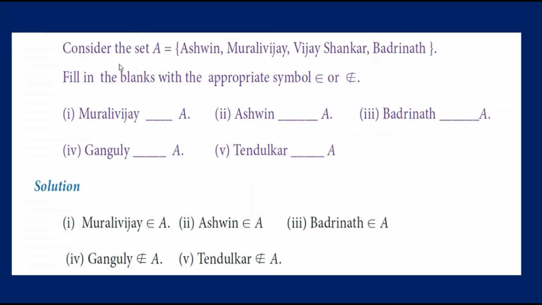Another example: consider the set A = {Ashwin, Murali Vijay, Vijay Shankar, Badrinath}. Fill in the blanks with the appropriate symbol, belongs to or does not belong to. Murali Vijay belongs to the set A, so we need to write this symbol. The second one is Ashwin. Ashwin also belongs to set A, so we need to write the symbol belongs to. Badrinath also belongs to set A, so we write the symbol belongs to here.